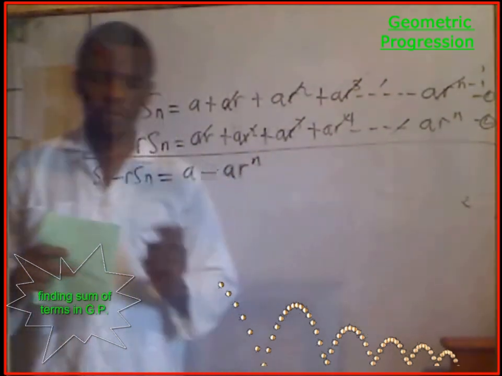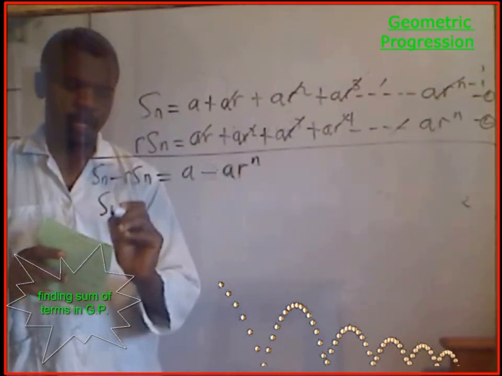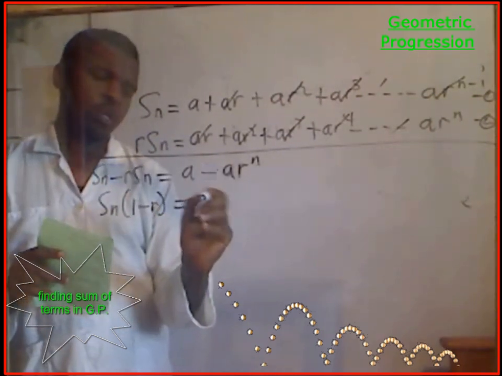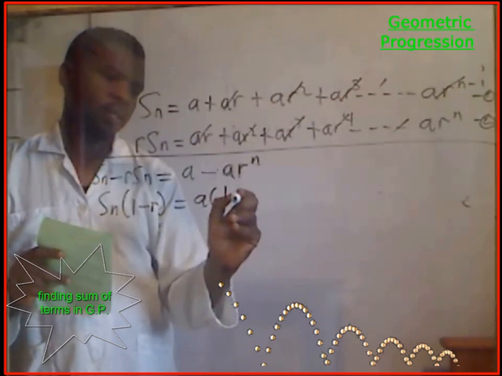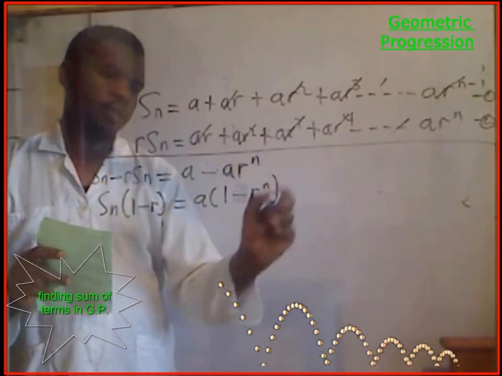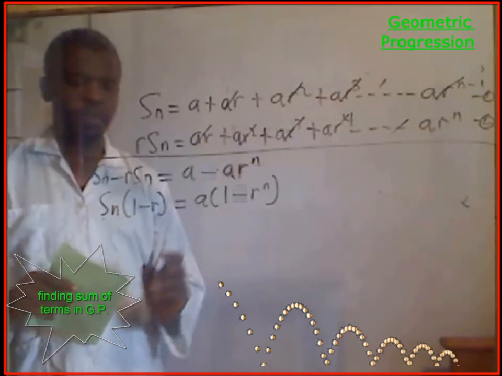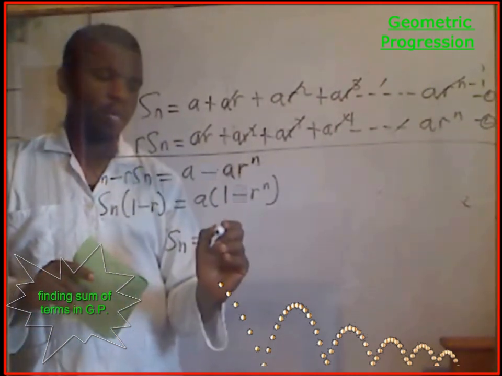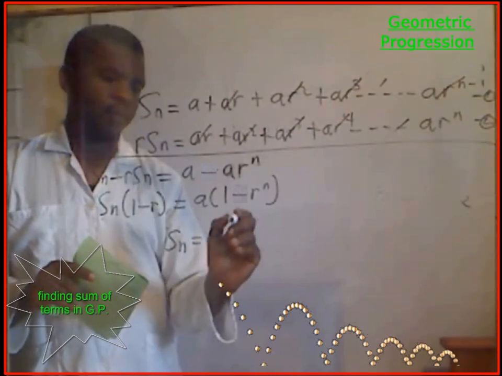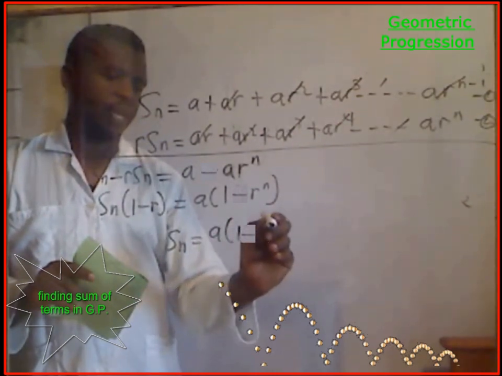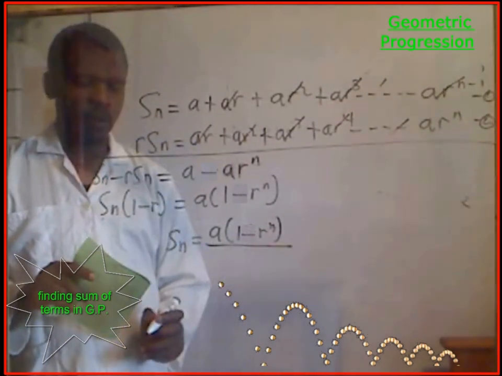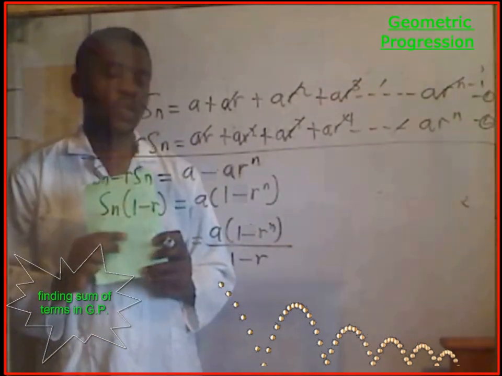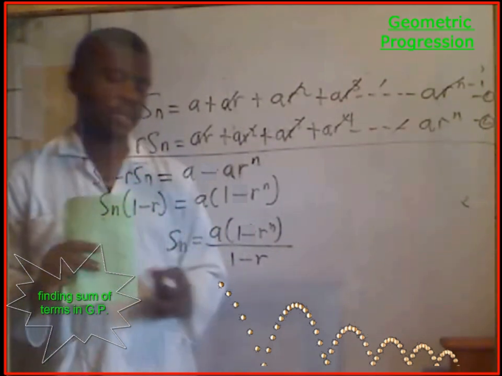Let me factorize this. This will be Sn times (1 minus r) is equal to a times (1 minus r to the n). I want to make Sn the subject. Sn, the sum of the first n terms, will be a times (1 minus r to the n) all over 1 minus r.